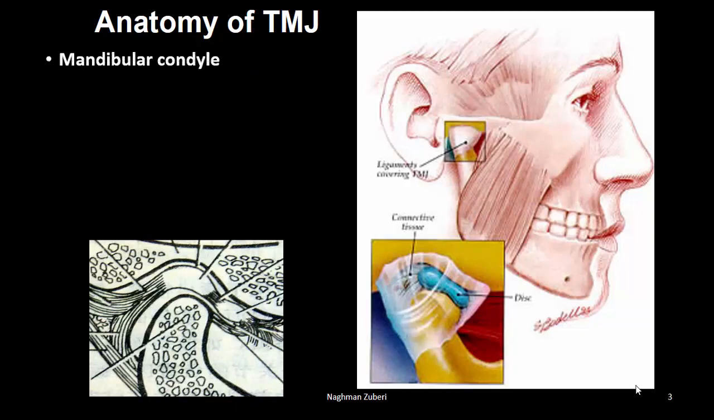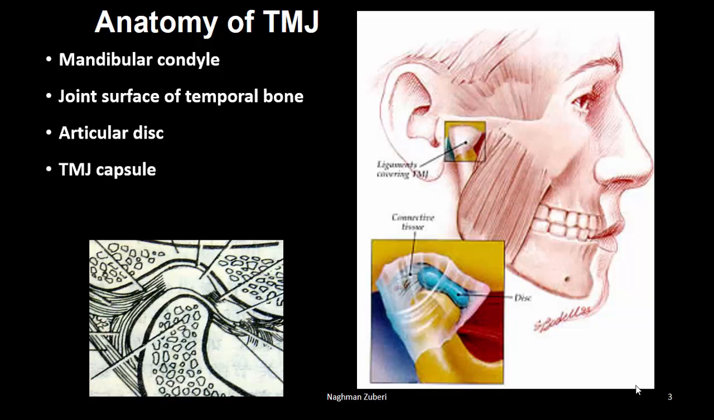Temporomandibular joint is comprised of the mandibular condyle, joint surface of temporal bone, an articular disc, a TMJ capsule. This is basically a ligament which covers the whole joint all around. We call it TMJ capsule. And then the temporomandibular joint ligament, also known as lateral ligament.